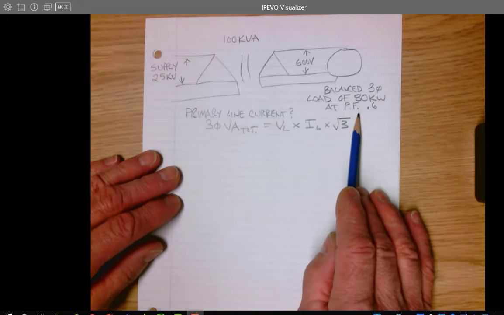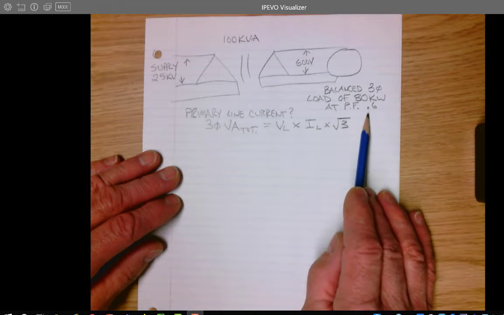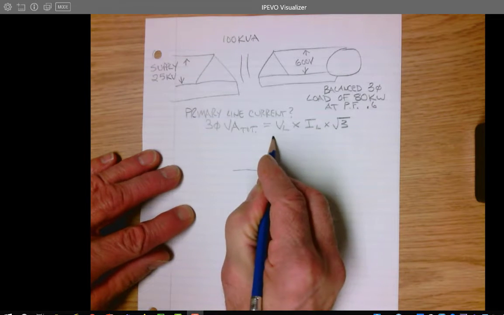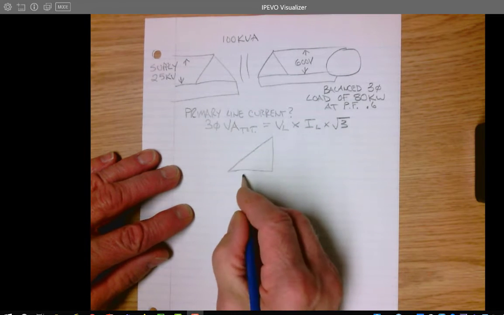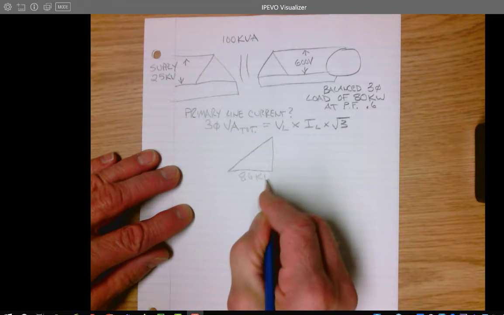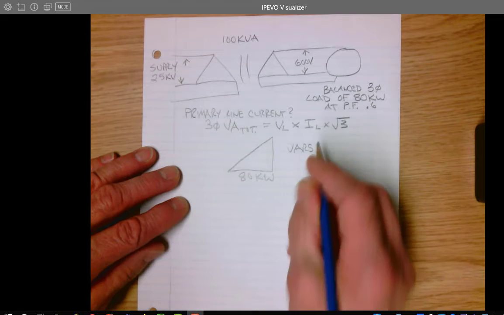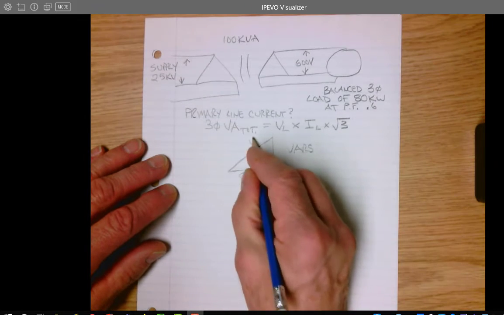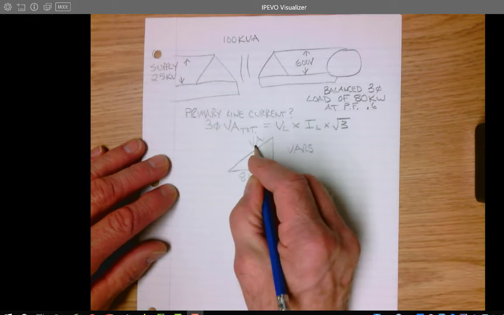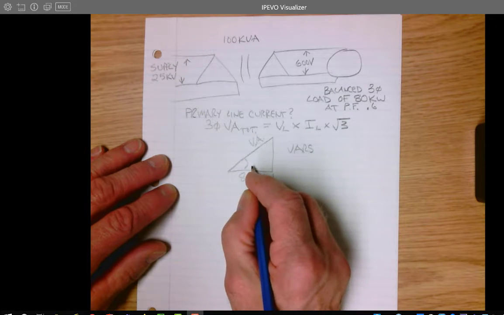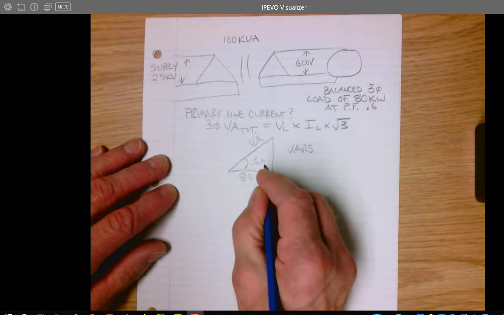If it's a balanced load of 80 kilowatts at a power factor of 0.6, I can just draw a simple power triangle here. 80 kilowatts goes on the bottom side of it. VARs goes on the vertical side of it. Volt amps, of course, goes on the hypotenuse of it. Our power factor is 0.6.